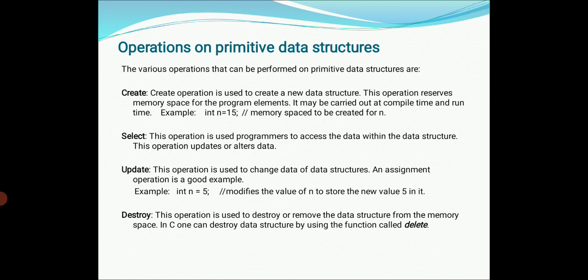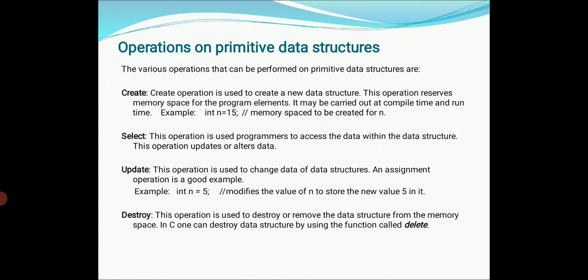The second operation is select. This operation is used by programmers to access the data within the data structure. This operation updates or alters the data. Then the third operation is update. This operation is used to change the data of a data structure. For example, int n is equal to 5. So we modify the value of n to store the new value 5 in it. This is a general example.